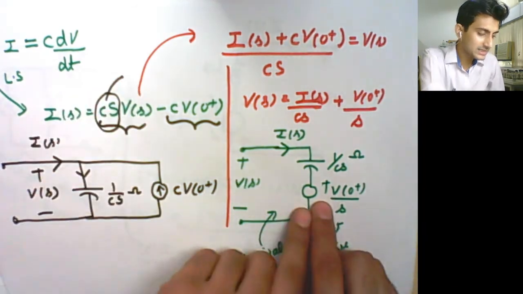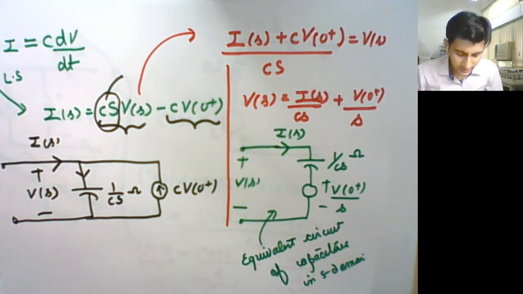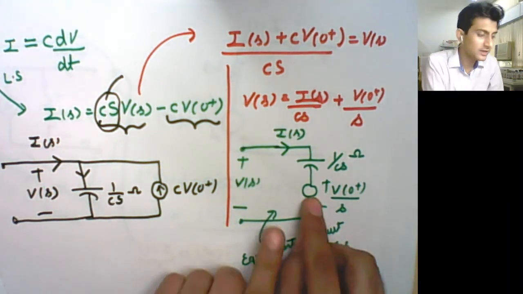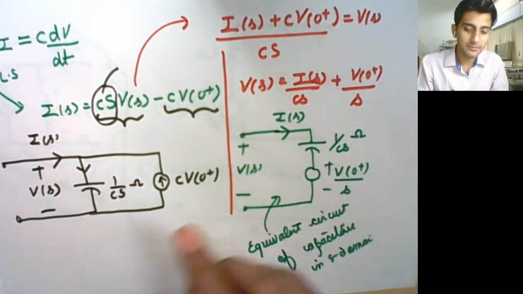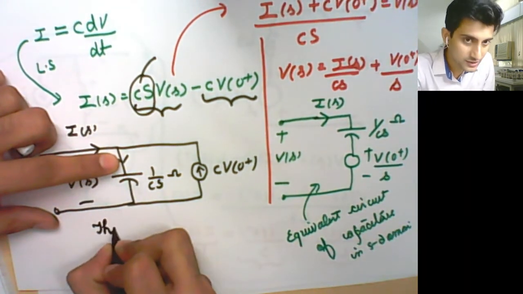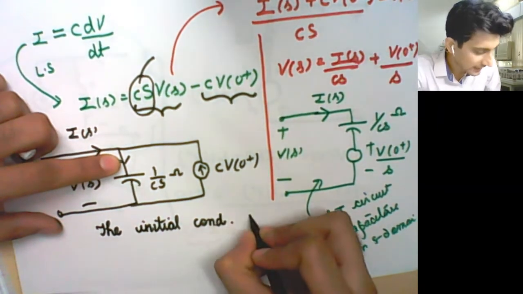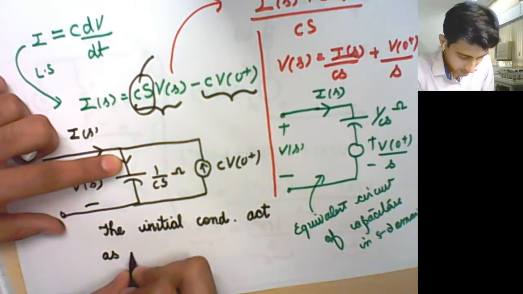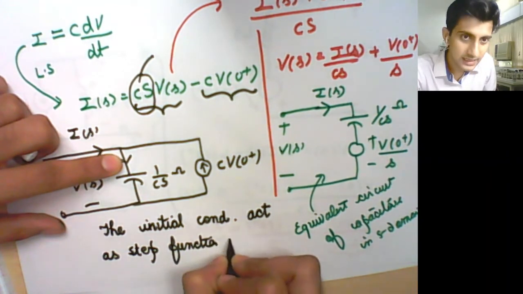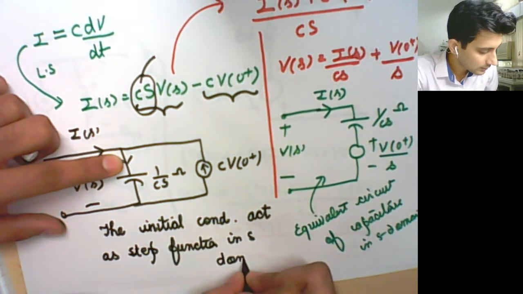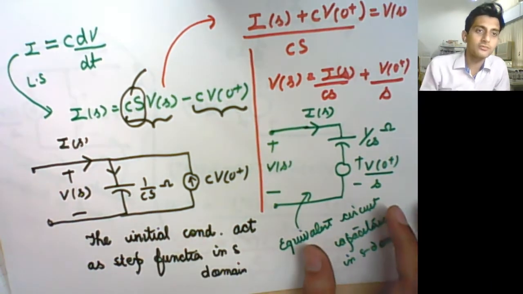That's it. So this V0 plus by S actually serves as the step function. The initial condition acts as step function in S domain. It gives it some value already. So we call it a step function. So we can say that the initial conditions act as step function in S domain, whether it is for inductor or it is for capacitor.